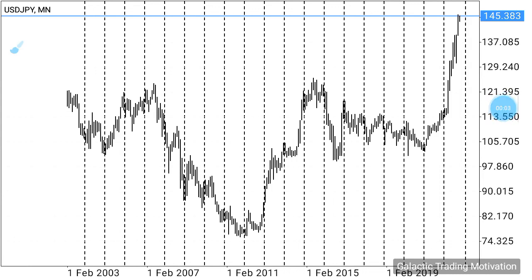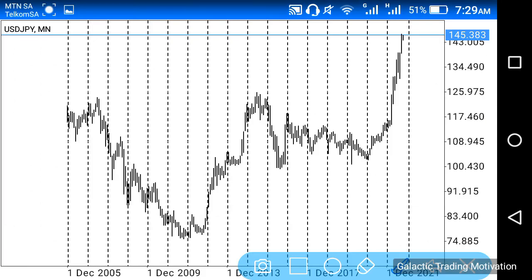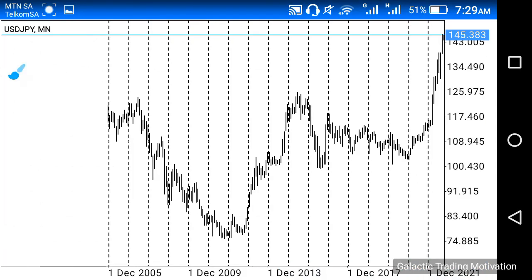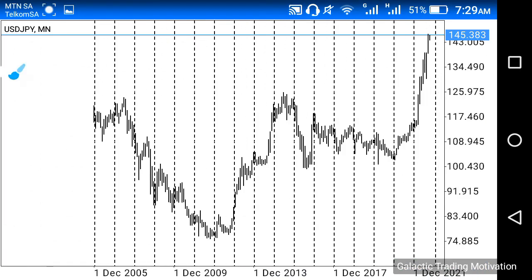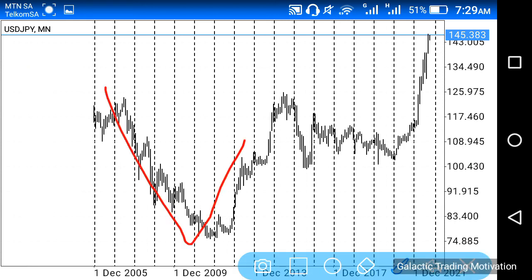Hi everybody, let's have a look at USD JPY, and we are on the monthly chart as you guys can see. In regards to the monthly chart, we can see that price had created a very large structure over here, which is an overextended W structure, where this leg is the first leg of the W structure and this leg is the second leg of the W structure.